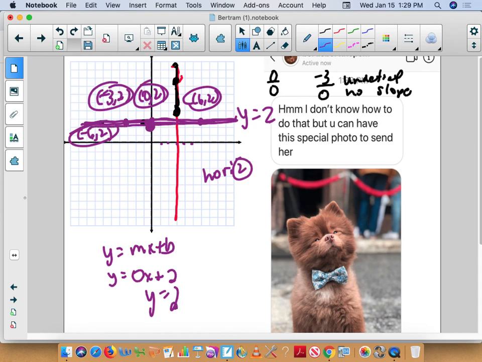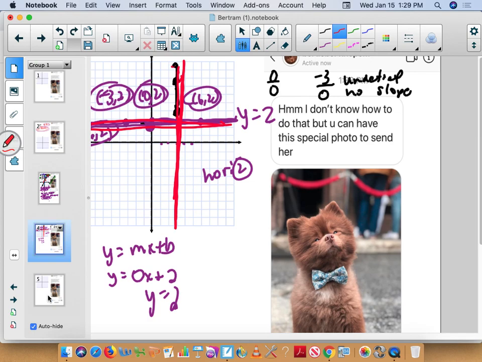So horizontal lines are always y equals. Do you see how the red line is an x equals? All of these have all the same x. All of these have all the same y. All right, now to your sheet.